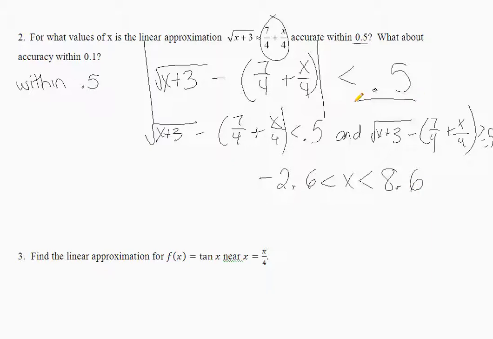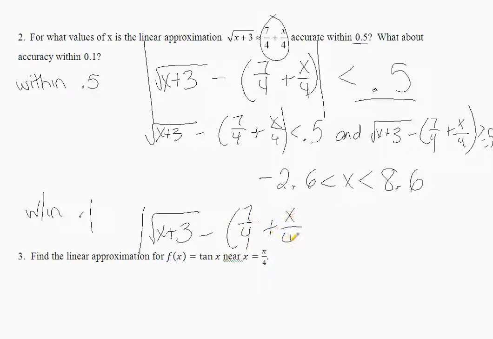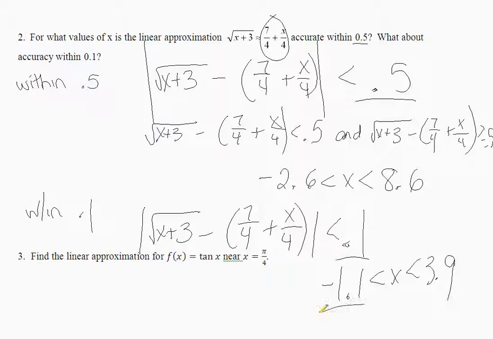And then I could do the same thing within 0.1. So it would look the exact same thing. It would be the absolute value. All that means, guys, is that the difference of the function and the approximation, now I want to be less than 0.1. And just to give you the answers, you get negative 1.1 is less than x, which is less than 3.9. So now if I want them to be within 0.1 of each other, I'm even closer, if you look. I can go from negative 1.1 to 3.9.